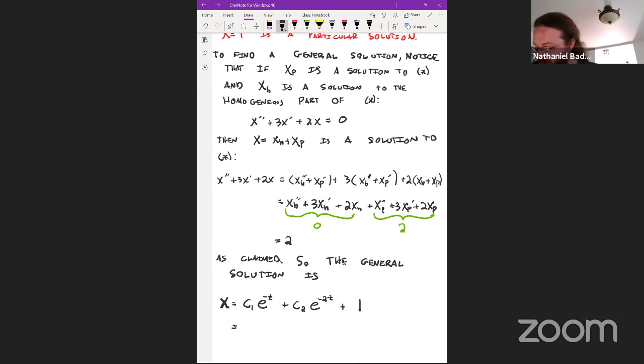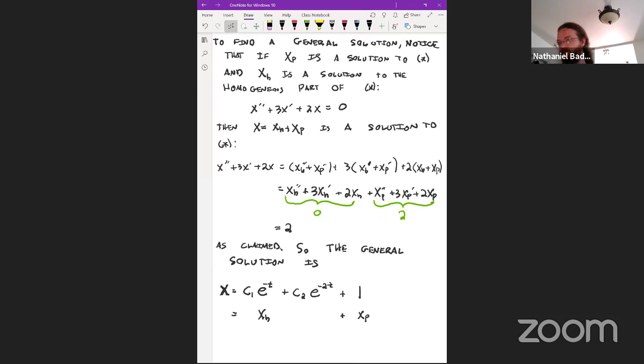And this is equal to x homogeneous plus x particular. Okay, so this is now completely non-mysterious except for how we get this particular solution. So as long as we can find one solution, we can find the entire family of solutions.